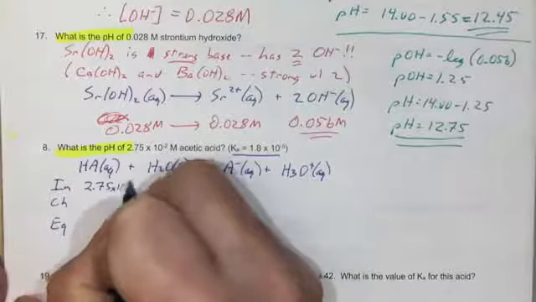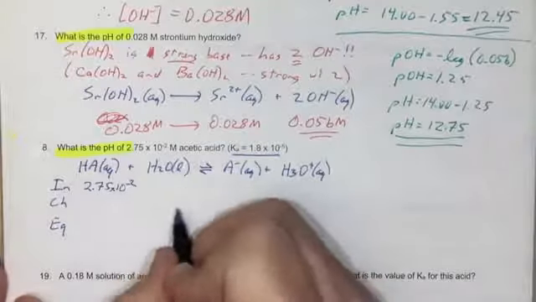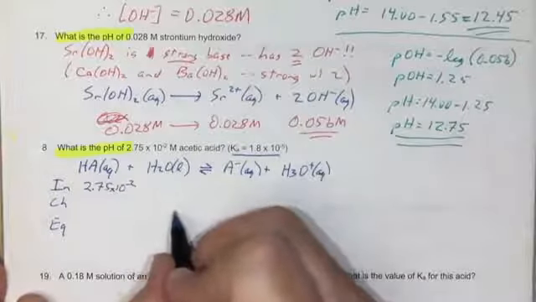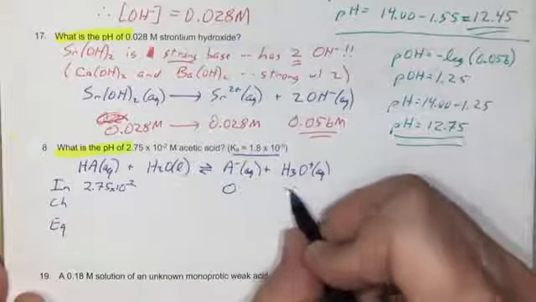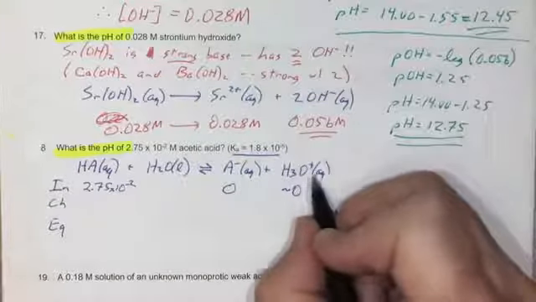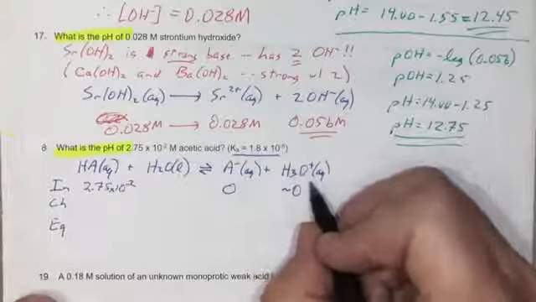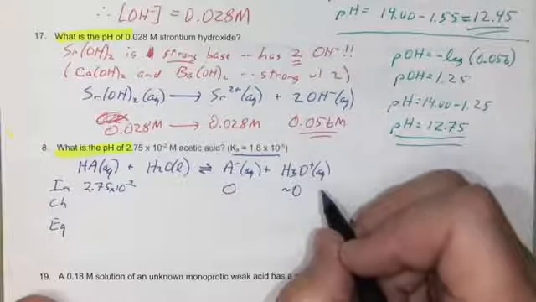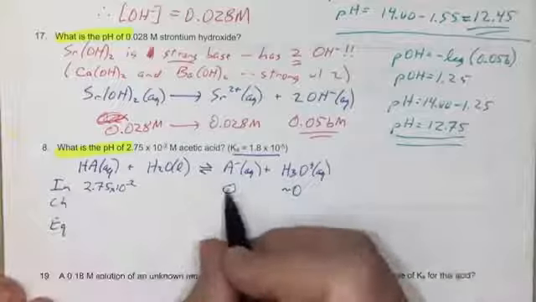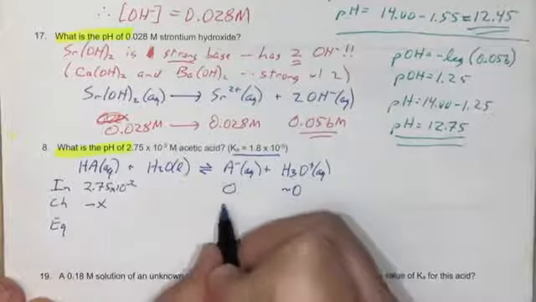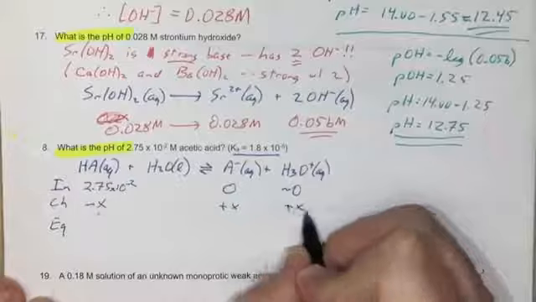2.75 times 10 to the negative 2. We always leave the liquid out. We don't do any calculations with the liquid. Over here, initially, this is 0, and initially, this is approximately 0. In pure neutral water, it's actually 10 to the negative 7, but that's so small we can ignore it. Now, the change is going to be, it's got to go forward because I don't have any of this, minus x, plus x, plus x.